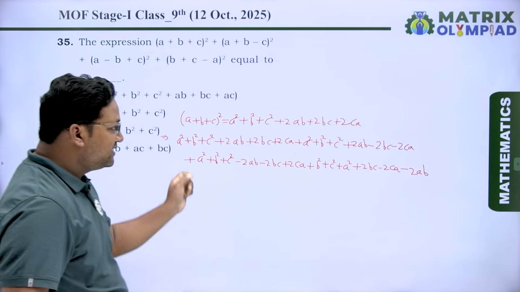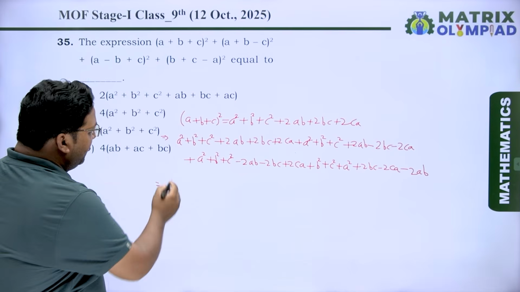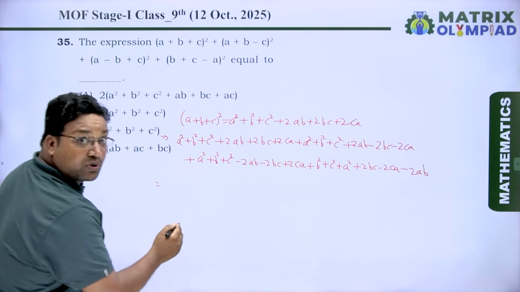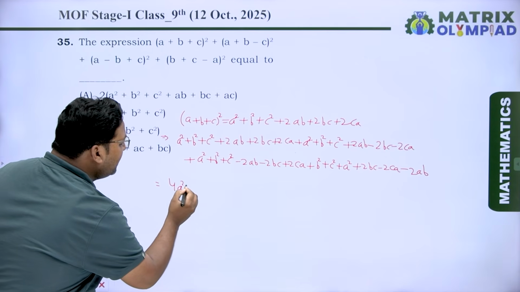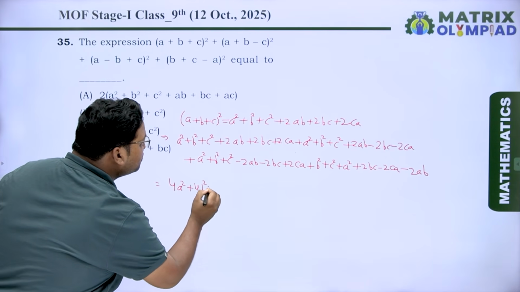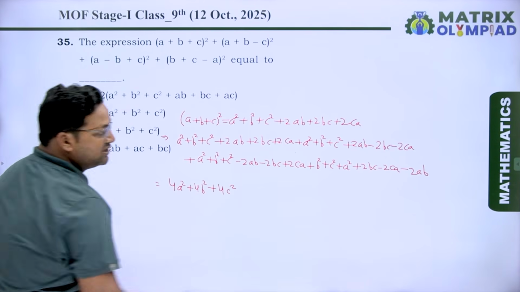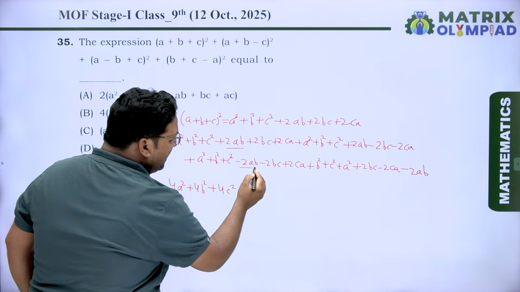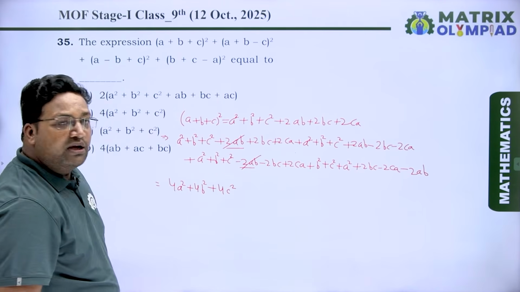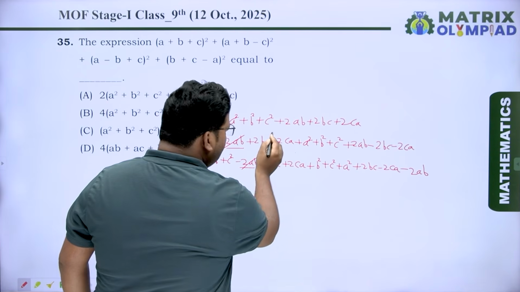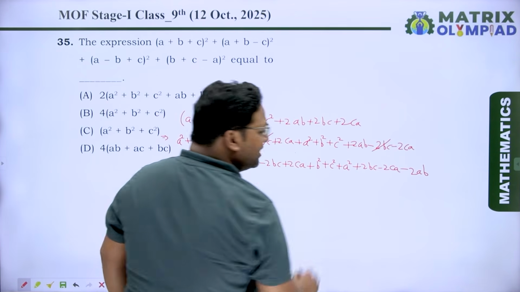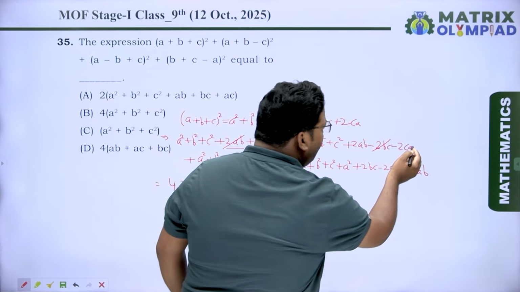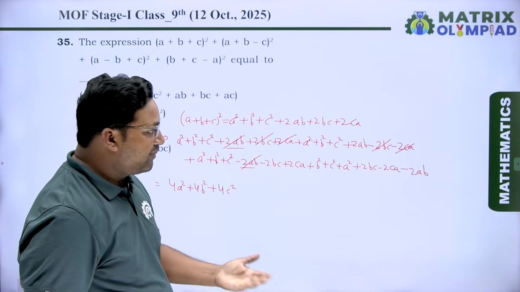Now we have to solve this part. Here you can see a square plus a square plus a square plus a square, so it is 4a square. Similarly we will get 4b square, and similarly 4c square. Now you can see here it is 2ab plus 2ab and it is minus 2ab, so these terms are cancelled out. Similarly you can see plus 2bc and minus 2bc, so this term is also cancelled out. Similarly plus 2ca and minus 2ca, so these terms are also cancelled out.